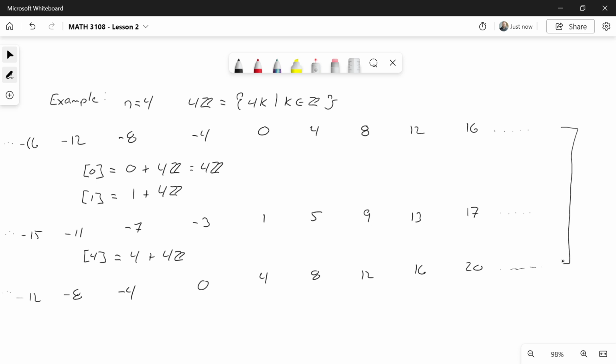Now, one thing to note, these two sets, well, they look like they're exactly the same, and in fact, they are. If I were to line these up, the 0 would match with the 0, the 4 with the 4, the 8 with the 8, the 12 with the 12, so on and so forth. They contain exactly the same elements. So the question then becomes, if I'm given two congruence classes, how do I know when they are equal to one another? Well, this is the perfect lead-in to the next theorem.